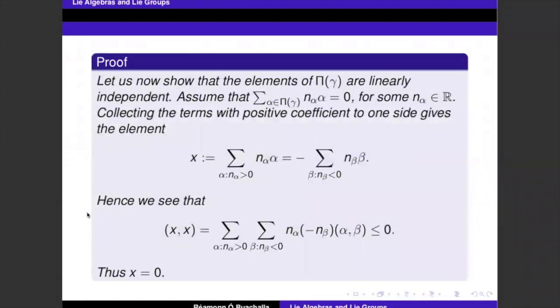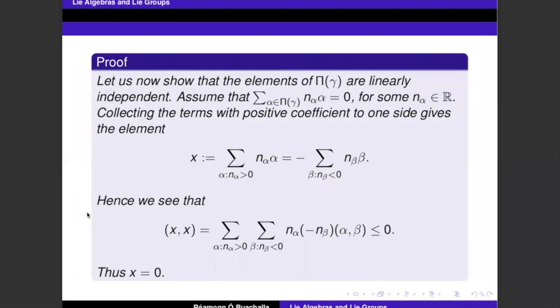So let's use this to show that the elements of pi of gamma are linearly independent. Let's assume, as we're used to, that we've got a linearly dependent set. Now again, this is linear dependence over the real numbers, because it wants to be a basis of the real vector space.